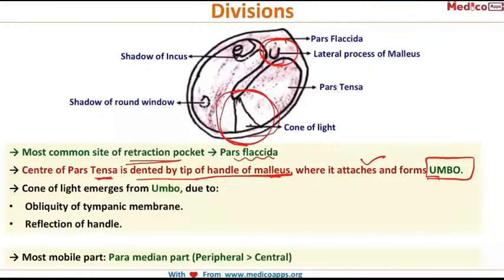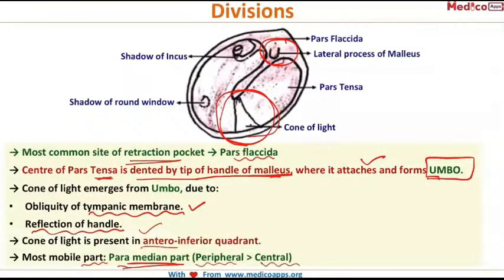As you can see, it is due to the obliquity of the tympanic membrane and the reflection of the handle. So the cone of light emerges from the umbo due to obliquity of tympanic membrane and reflection of the handle of the malleus. Okay. The most mobile part of these two is the paramedian part. Now another important point for identification, the cone of light is always present in the antero-inferior quadrant of the ear.